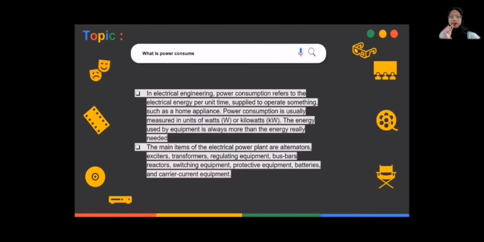Next, what is power consumed? In electrical engineering, power consumption refers to the electrical energy per unit time supplied to operate something such as a home appliance. Power consumption is usually measured in units of watts or kilowatts. The energy used by equipment is always more than the energy really needed. The main items of the electrical power plant are alternators, exciters, transformers, regulating equipment, bus bars, reactors, switching equipment, protective equipment, batteries, and carrier current equipment.